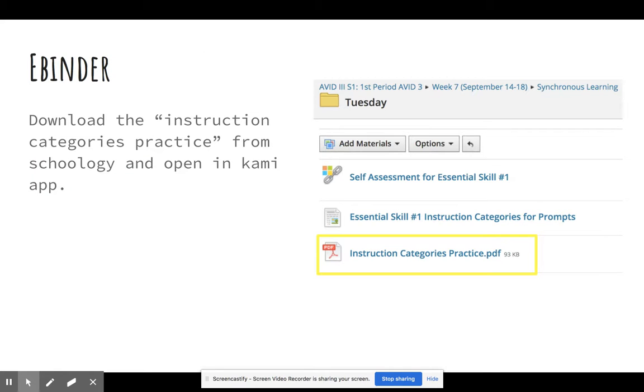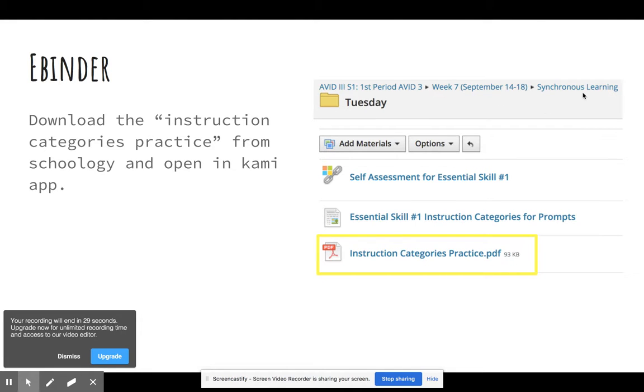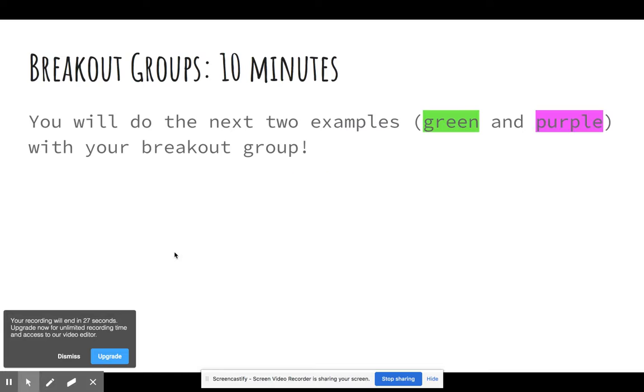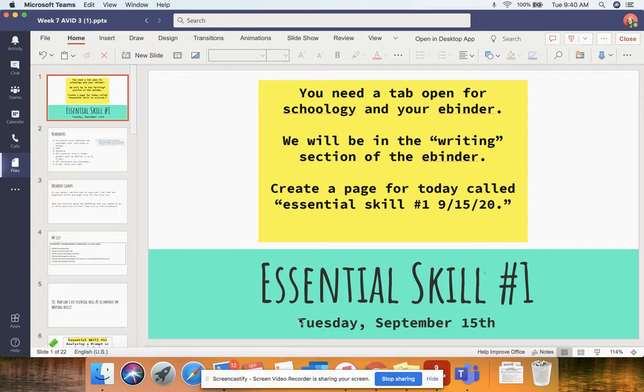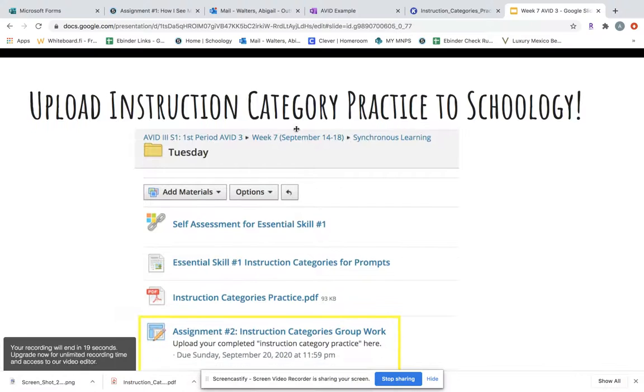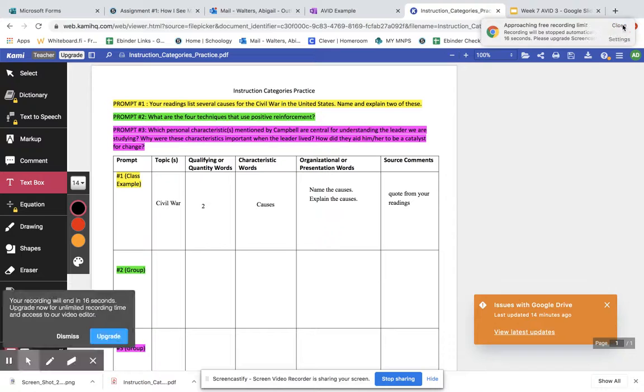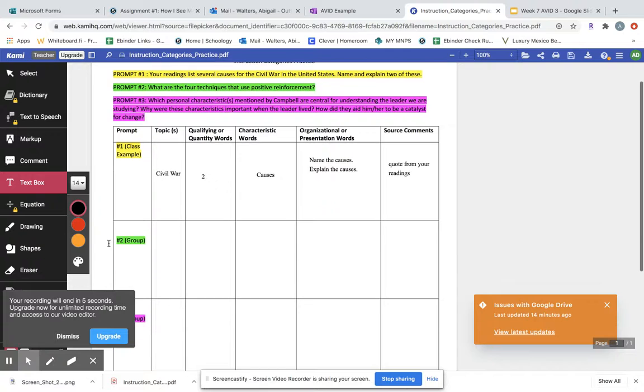All right, so we are going to practice picking apart prompts using these categories. So what you're going to do is download this PDF in the Tuesday folder under Synchronous Learning. And let me mouse over to this. So this is the instruction categories practice page. You're going to open it in Kami. And here are the answers for the first example. And you're going to fill in numbers 2 and 3 and then upload this to Schoology.